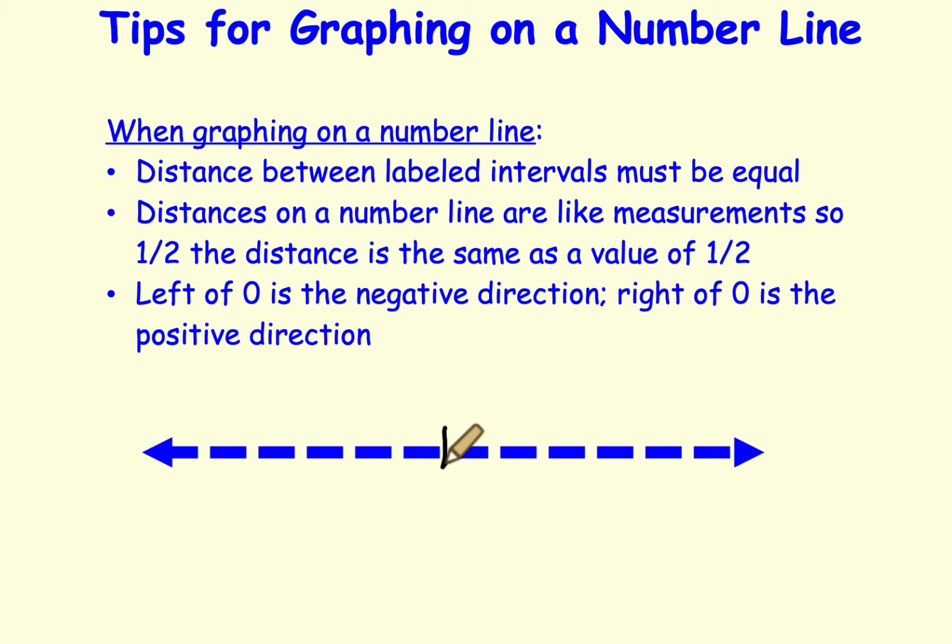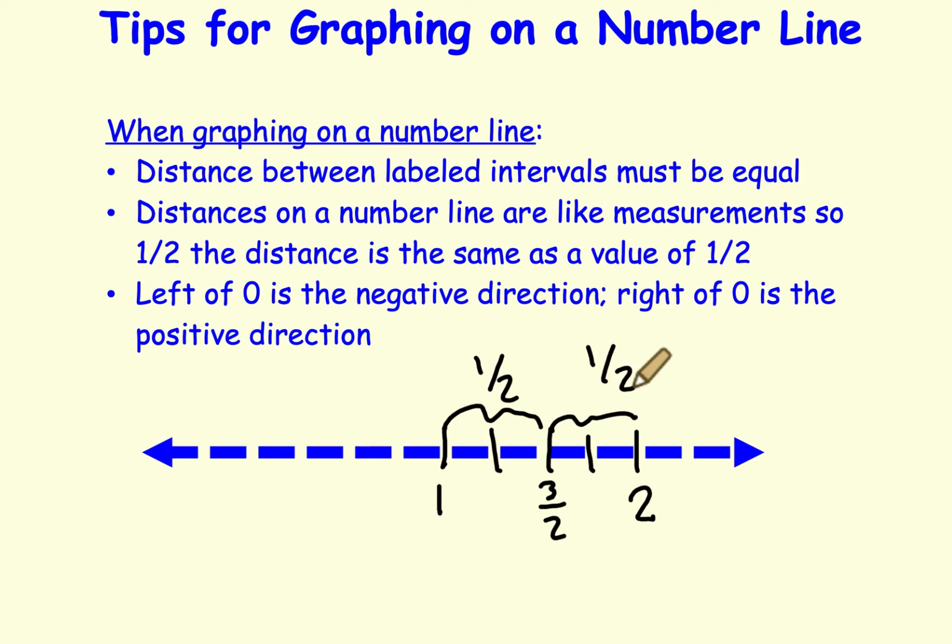If I decided that this was 1 and this interval over here was 2, then halfway between 1 and 2 would have to be 1.5. So the other thing is that distances on an imaginary line are like measurements. So if this distance is 1/2, then this distance is 1/2. 1 plus 1/2 is 1.5. 1.5 plus 1/2 is 2.